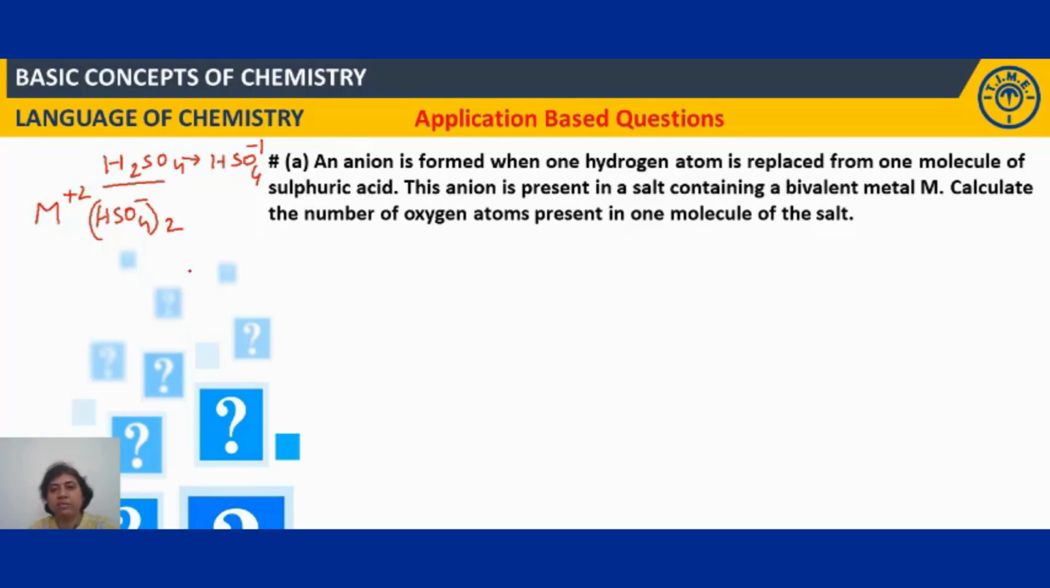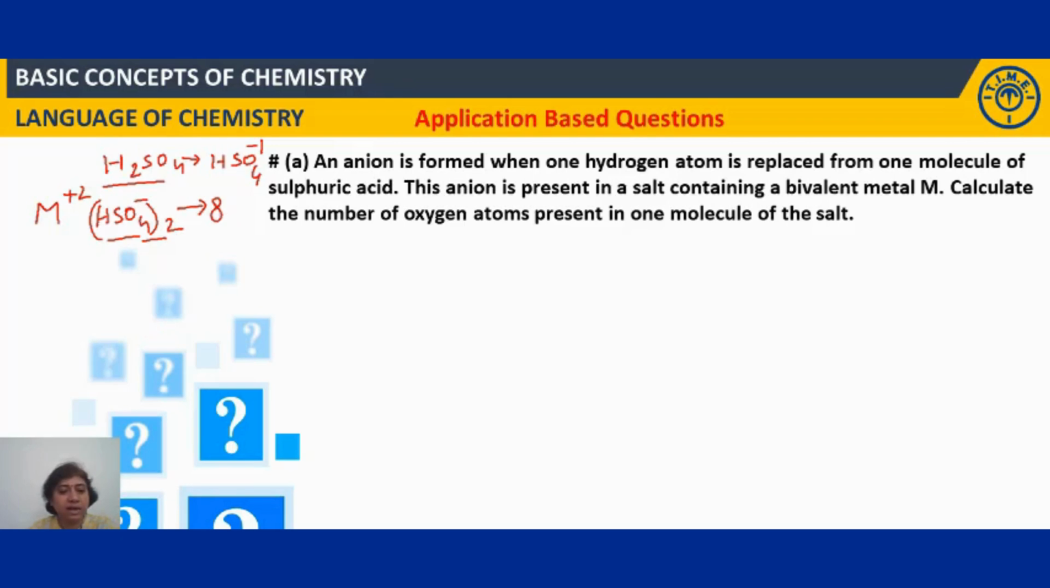So what will be the formula of the compound? M(HSO4) taken twice. Now calculate the number of oxygen atoms present in one molecule of the salt. You can see that in one radical it is HSO4 and it is taken twice. So 4 twos are 8. So the total number of oxygen atoms is 8. So this is the answer to this question.